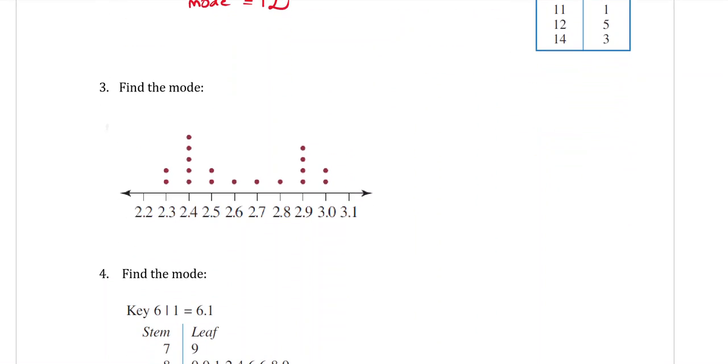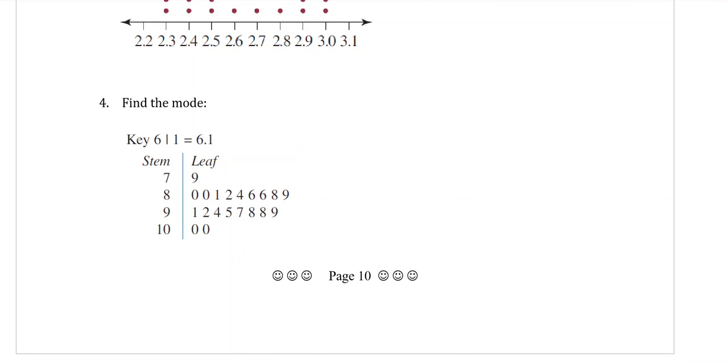From a dot plot, these are lovely and easy because it's just the one that has the biggest column, the biggest stack of dots. So which one has the most dots on it? 2.4. Mode equals 2.4. From a stem and leaf, you might look at things like this and go, oh, there's an 8 there, there's an 8 there. But the first 8 is actually 88, and these 2 8s here are 98. So they have to be in the same row for them to be the same number, okay?